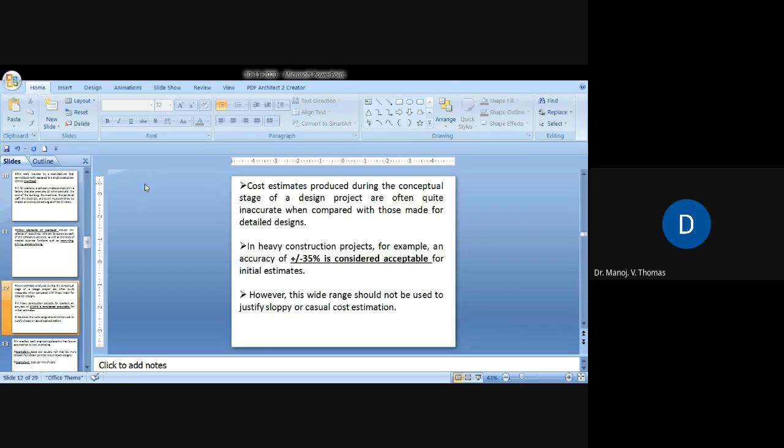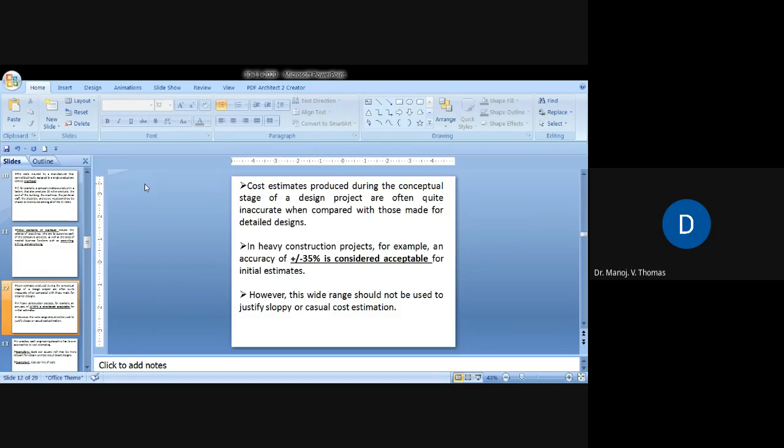Cost estimates. Now, how do we estimate the cost? Cost estimates produced during the conceptual stage of a design project are often quite inaccurate when compared with those made for detailed design. At the initial stage, sometimes you may not have that much idea, so we may not be able to precisely predict the cost. Sometimes you will have to wait till the detailed design is over.